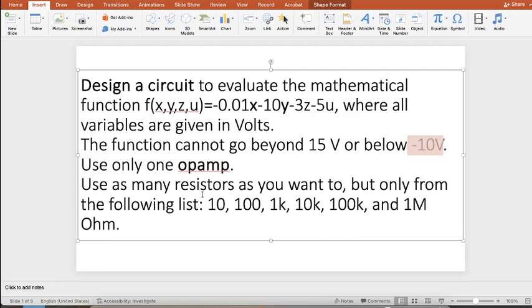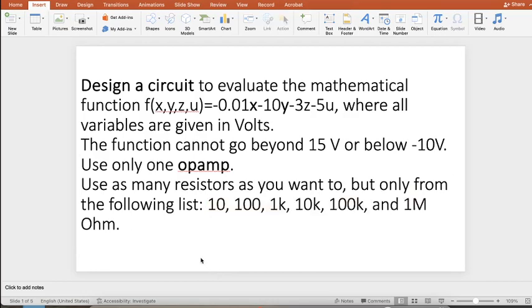And then we can use as many resistors as we want. However, we can only use multiples of 10. So it can only be 10, 100, 1K, 10K or 1M. So this is also typical if you're working with a circuit and you want to make something work and you only have so many resistors, that's all you can use. Or combinations of them. So let's get started.